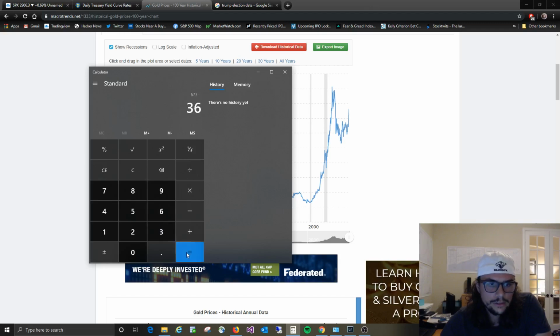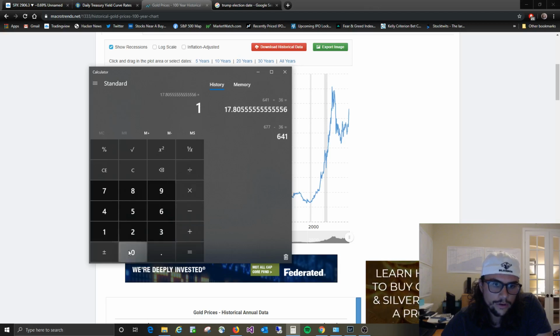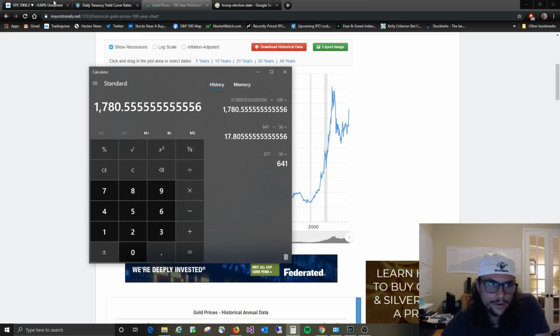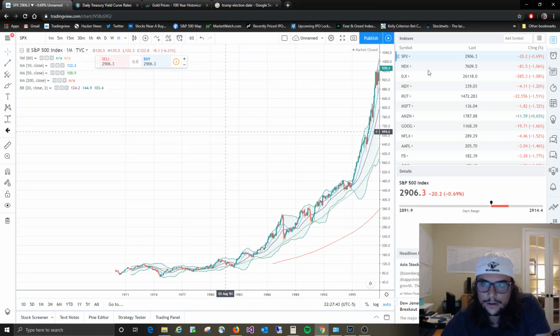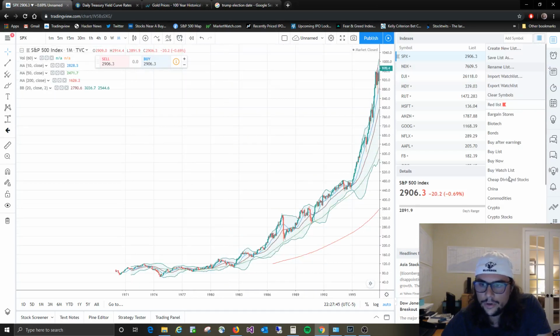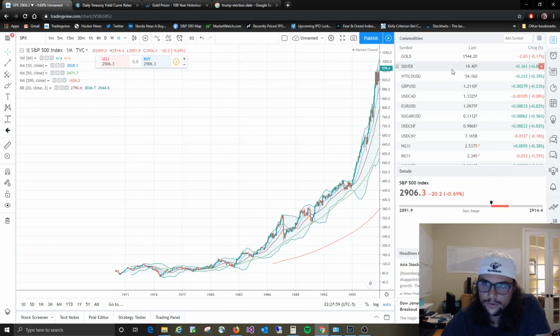So you're looking at 677 minus 36, divided by 36, and times 100. You're looking at a just ridiculous 1,700% move in gold. And then same thing here on our gold chart that I had up before. So yeah, when the indexes are going sideways, or stocks are going sideways in general, there are individual stocks you can always buy during these times that are going to do all right. But as far as the indexes themselves, gold performed better than that.